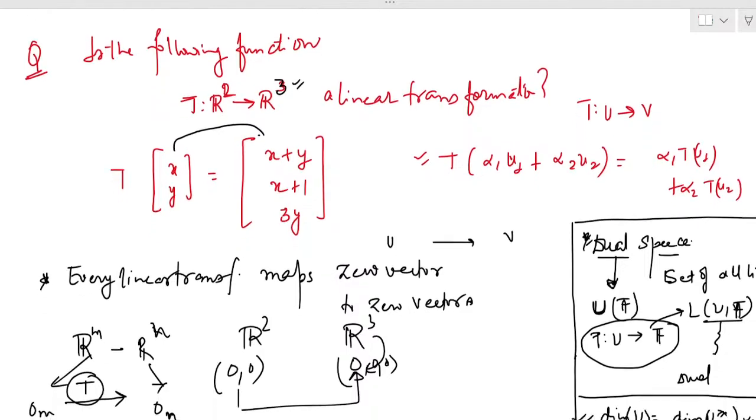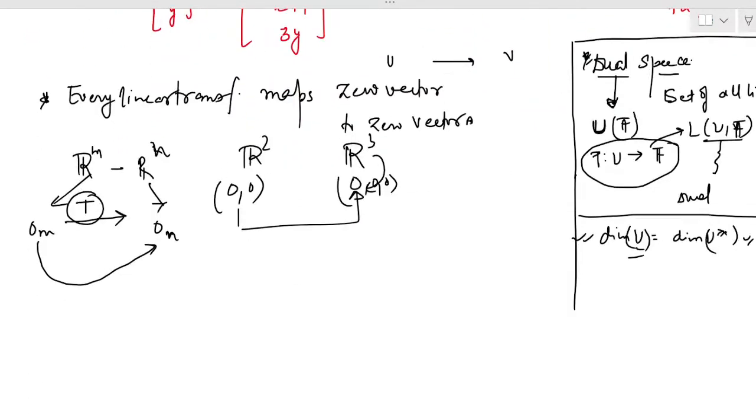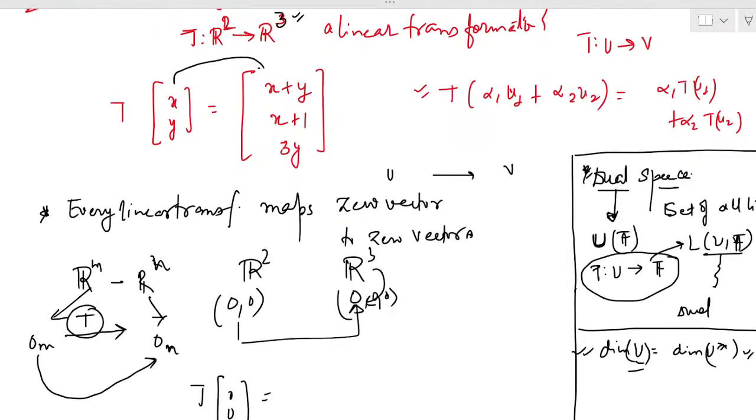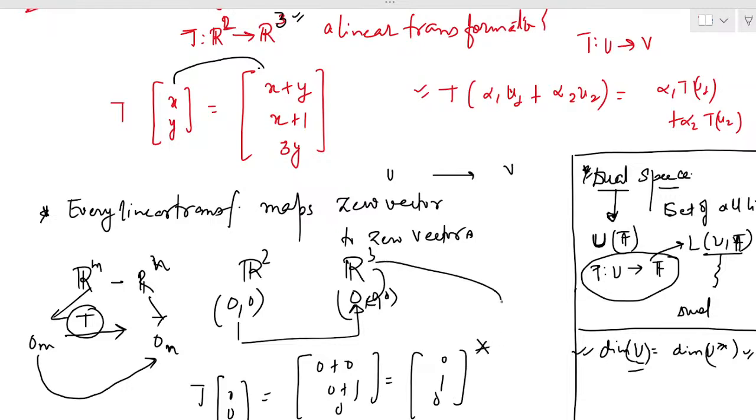Okay, so I want to check whether a 0 vector is getting mapped to 0. If it is not, then it cannot be a linear transformation. Let us check. If I want to see where my (0, 0) gets mapped to, according to your definition in the question, it is going to get mapped to 0 plus 0, 0 plus 1, and 0. So it is going to get mapped to (0, 1, 0). Indeed, this is not a 0 vector in R cube.